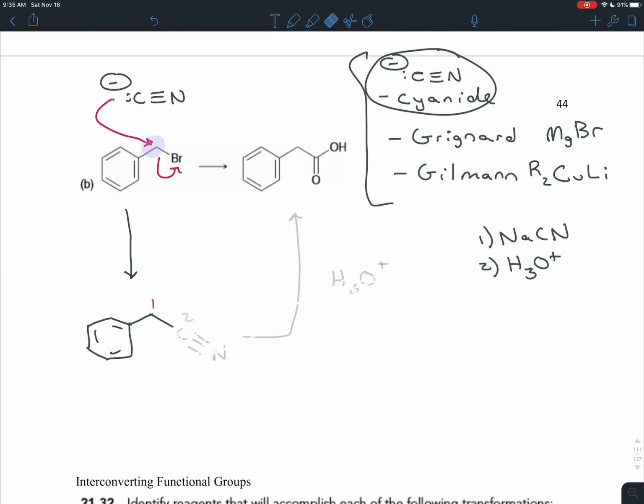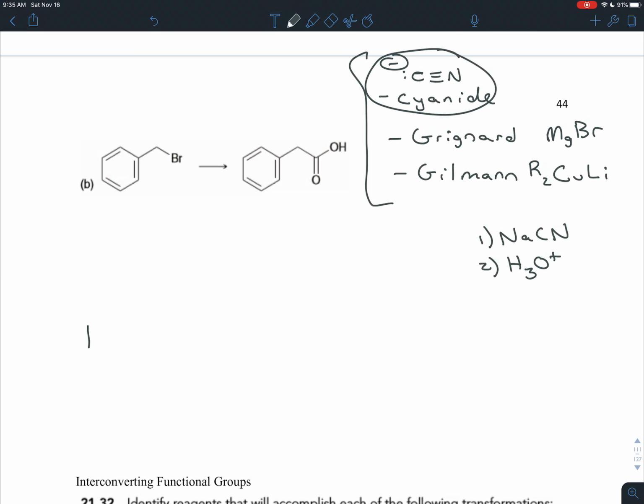You could try to do it another way. It's just going to take you a longer time. So if you didn't see that it would be more efficient using the cyanide and you were like, bromine, maybe I can use a Grignard reagent.